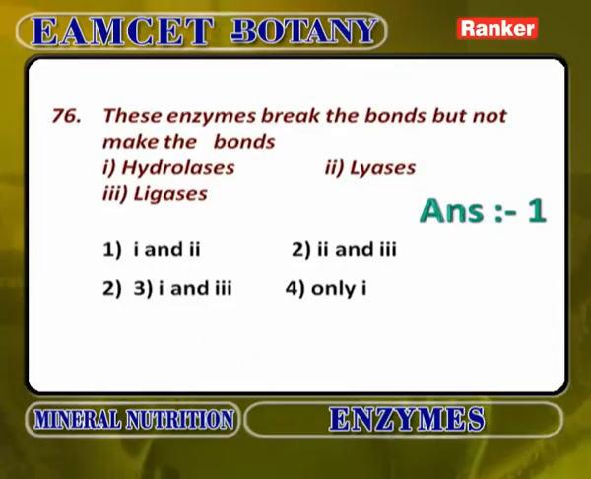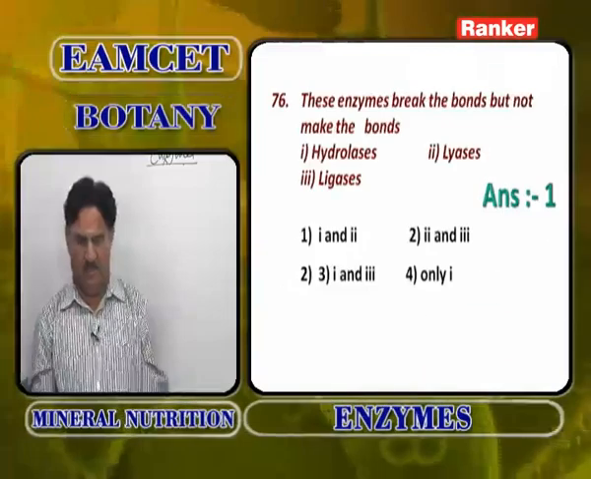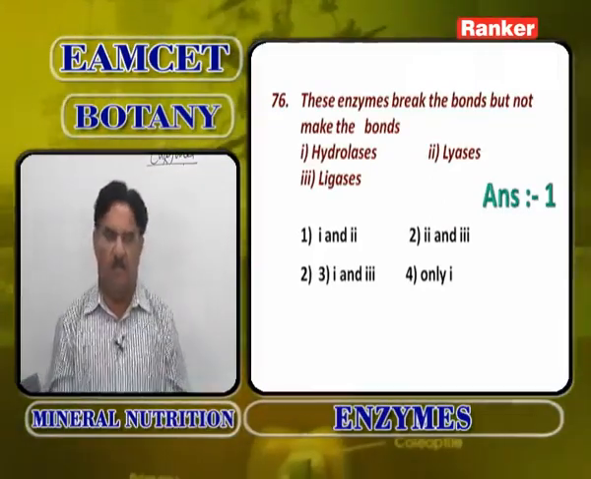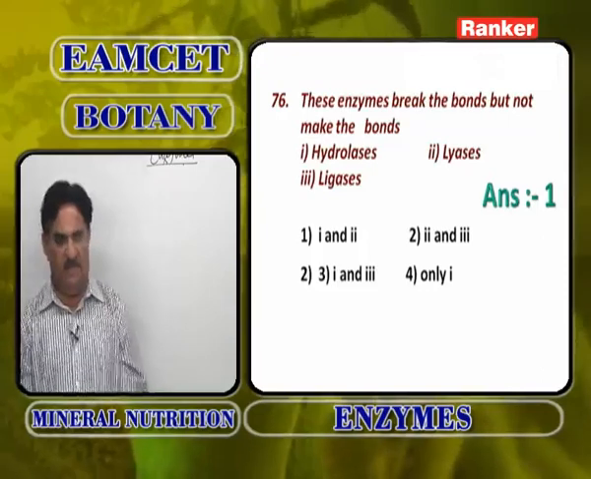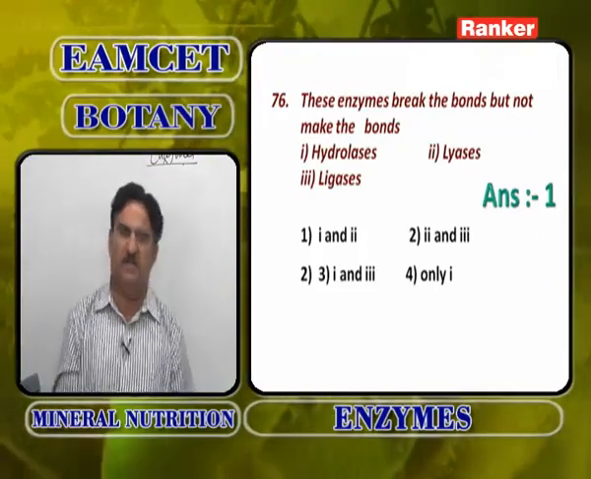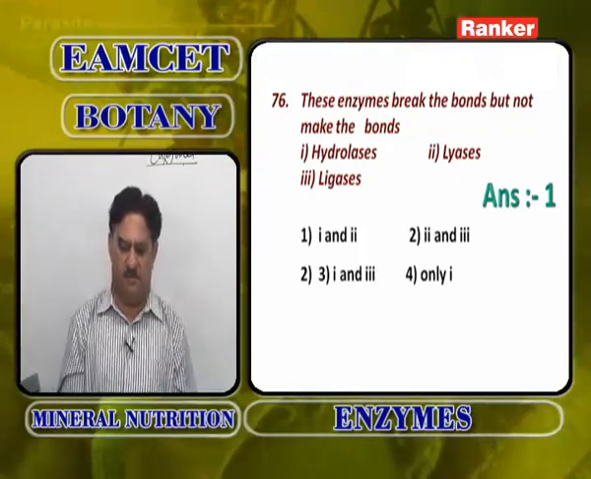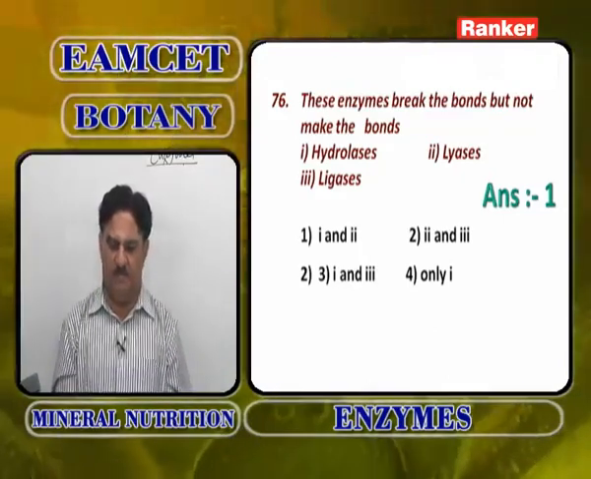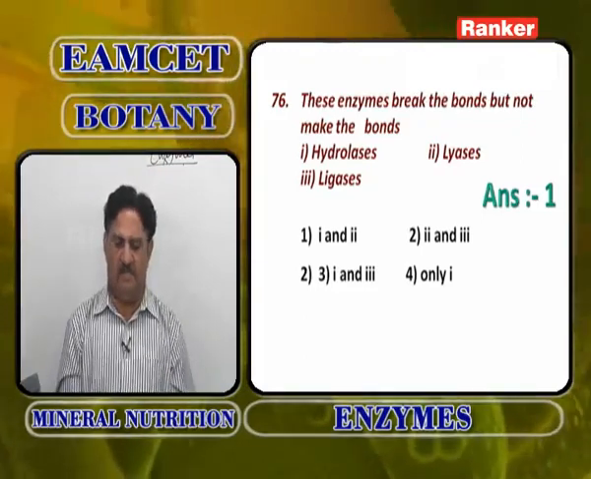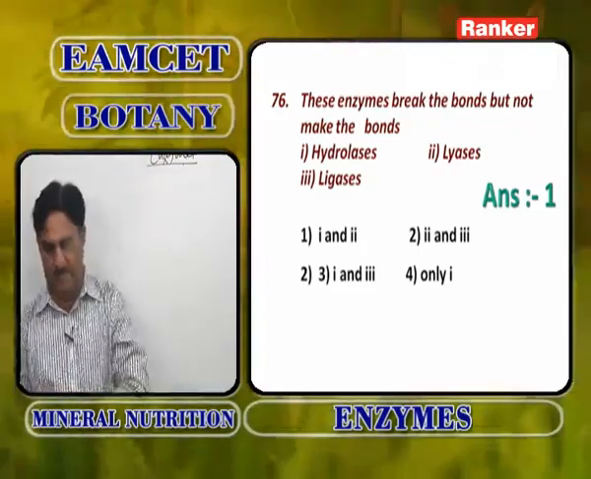These enzymes break the bonds but do not make the bonds. Making the bond is the property of ligases by utilizing energy from ATP. Hydrolases and liases only break the bonds and produce new compounds. So the enzymes that break the bonds but do not make the bonds are hydrolases and liases. So 1 and 2 will be the answer.